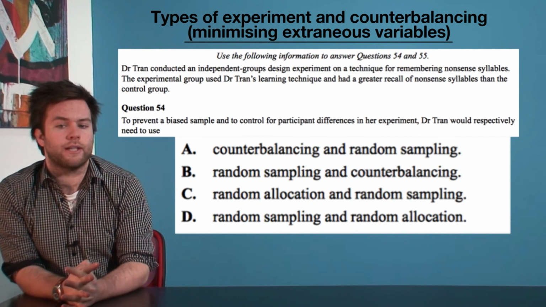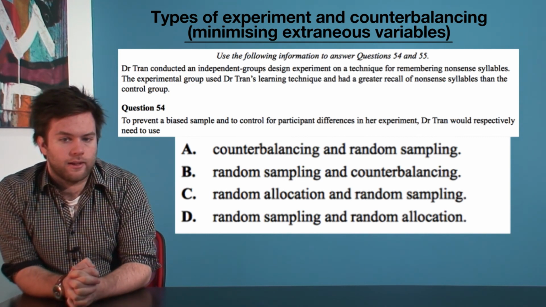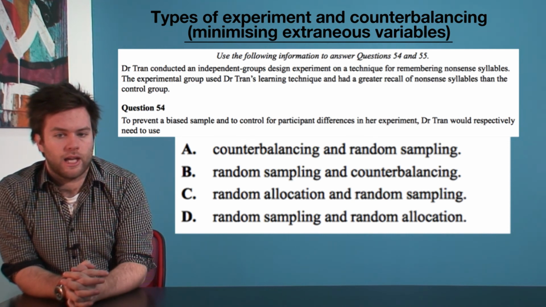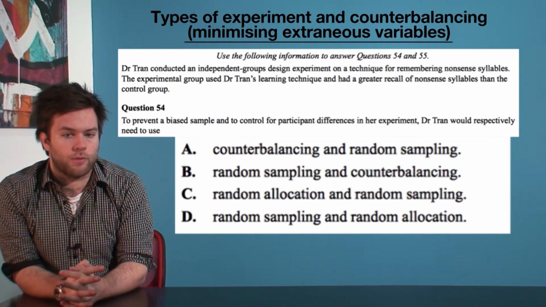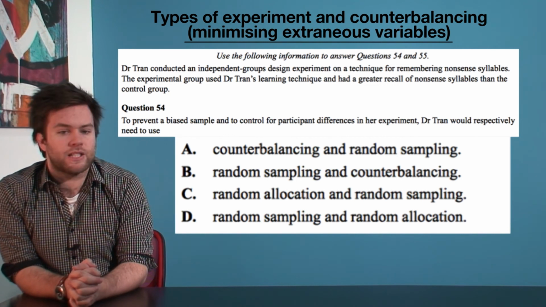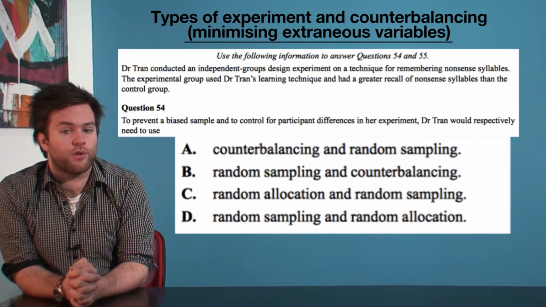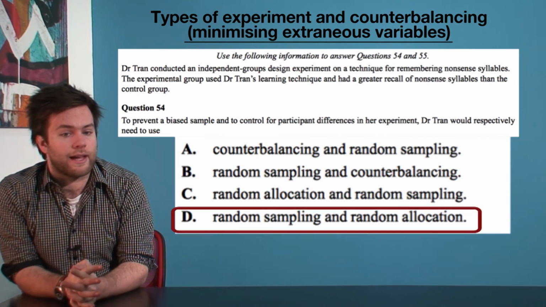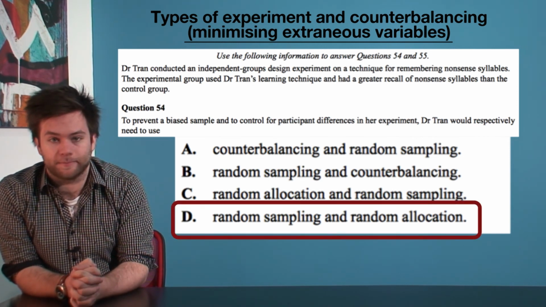One of the 4 options here relates to counterbalancing. But in the case study, Dr. Tran used an independent groups design, meaning that there was both an experimental group and a control group. This means the participants would not experience both research conditions, thus there would be no need for counterbalancing. The answer, incidentally, is D.